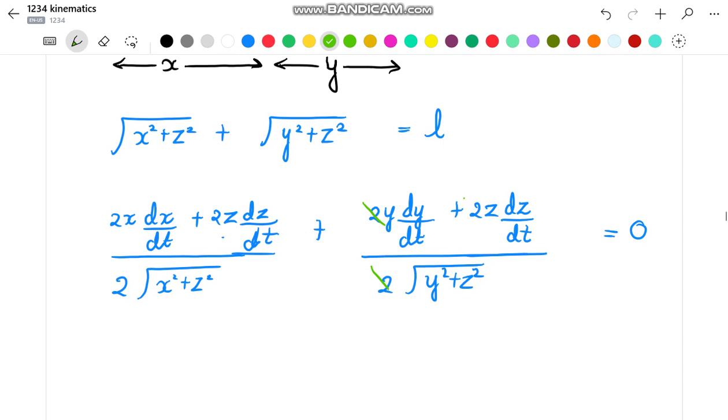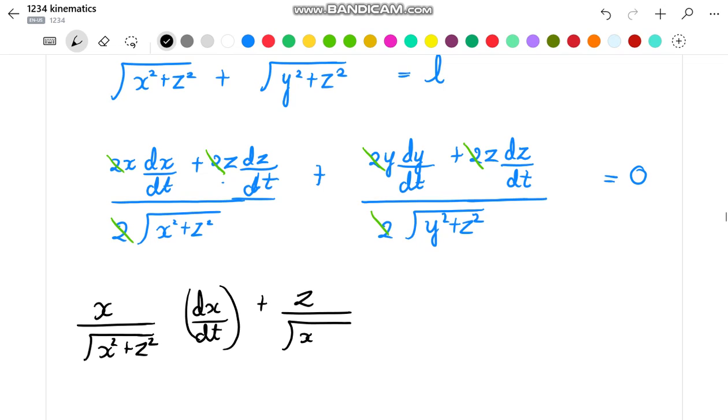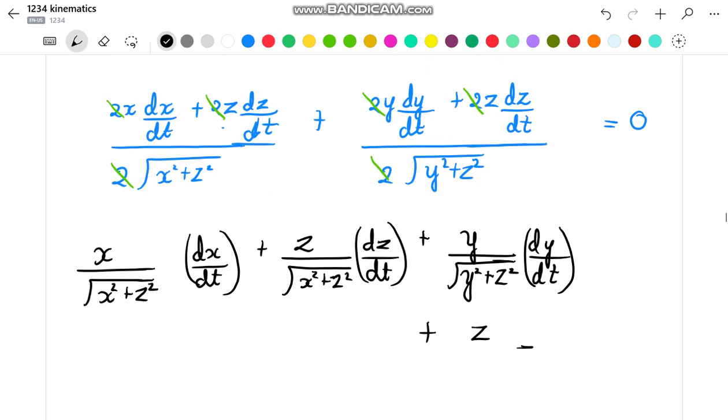Now after a little bit of simplification, we can write this expression to be equal to x upon root of x square plus z square into dx by dt, plus z upon root of x square plus z square into dz by dt, plus y upon root of y square plus z square into dy by dt, plus the last term will be equal to z upon root of y square plus z square into dz by dt, which is equal to 0.